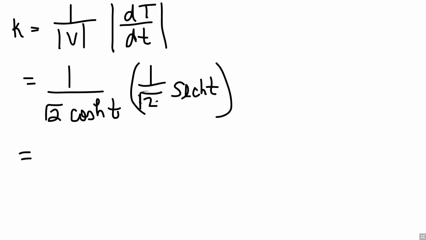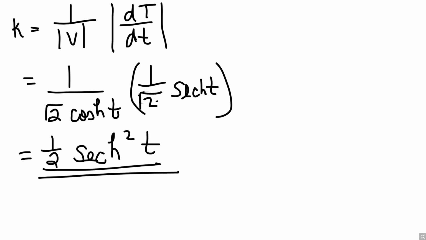Yeah, so we can do it as 1 over 2 hyperbolic cosine square t, or we can say it's going to be 1/2 secant hyperbolic square root of t. It's the same answer. Okay, so you can write it either way.